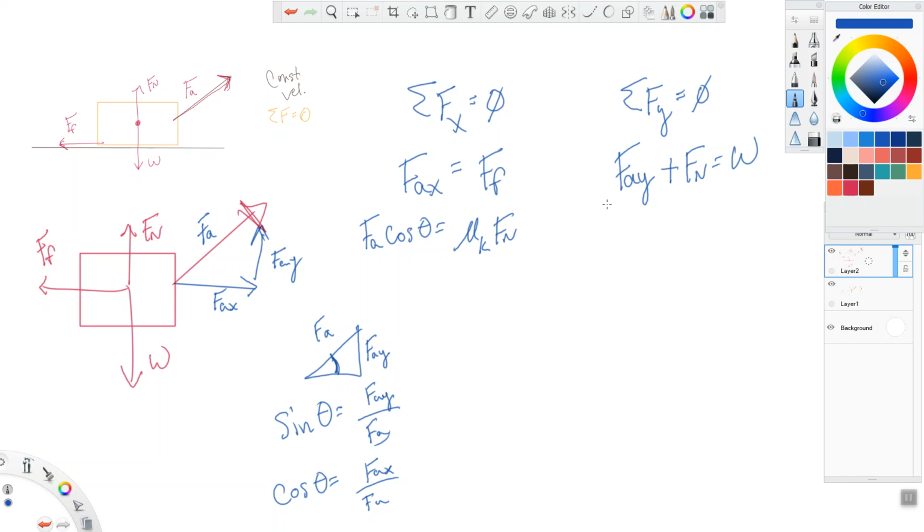Over here, force applied in the y direction could be force applied sine theta plus force normal equals mass times gravity. Now, if you have this point of the question, usually you'll know enough information to get you into some trouble and solve for whatever you're trying to solve for.